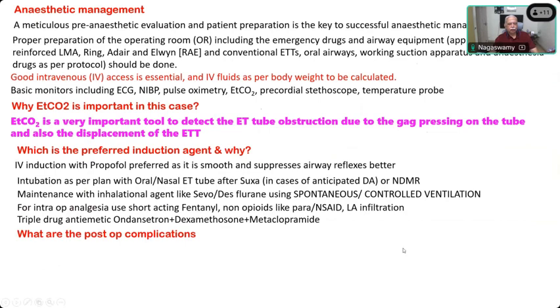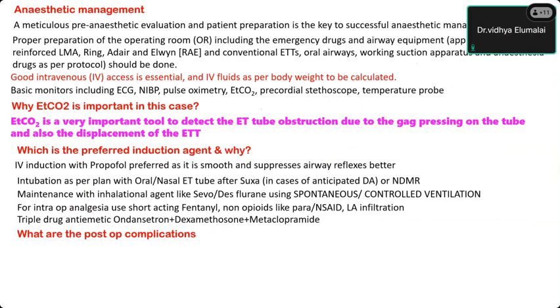What are the post-op complications? Sir, laryngospasm, airway edema. You can classify them as immediate, intermediate, and late. Obstruction because of foreign body, laryngospasm, bronchospasm, desaturation. Post-op, you can have bleeding. How do you classify the bleeding?